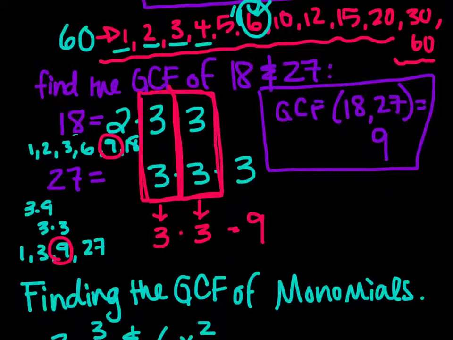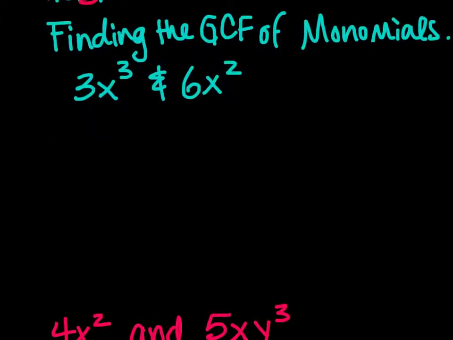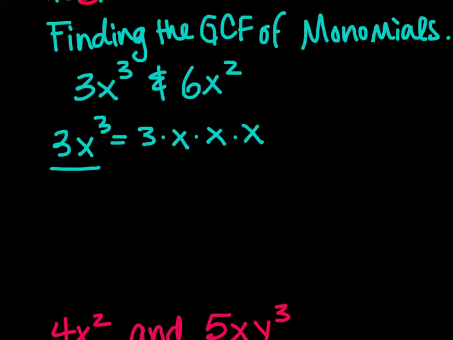Okay, so we know how to use the prime factorization method to essentially find the greatest common factor. Now we're going to up the ante a little bit. We're going to find the greatest common factor of monomials. That is the whole goal of this chapter. Monomials, in all reality, let's think of them as the same thing as a number. So let's say 3x to the third. That's the same as saying 27. 27 is 3 times 3 times 3. Well, let's break down 3x to the third into its basic parts. We have 3 times x times x times x.